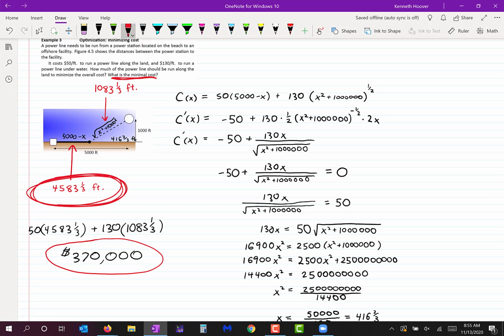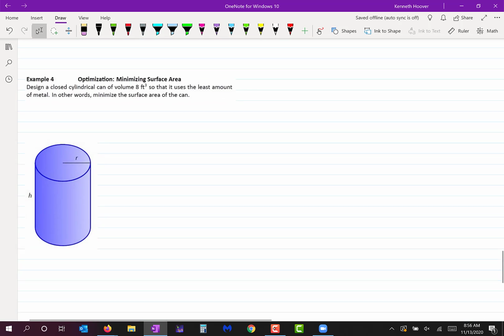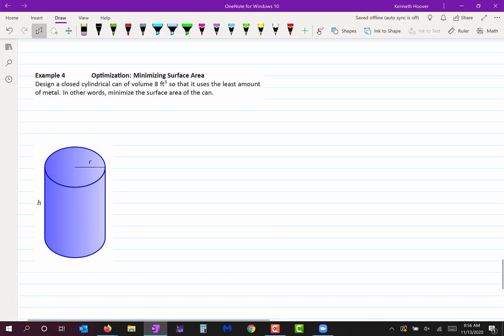Okay, we're going to do one more problem together, and then we'll stop. This one's a much shorter question. Let's see if it'll be shorter to answer. It says, design a closed cylindrical can of volume 8 feet cubed, so that's 8 cubic feet, so that it uses the least amount of material. In other words, minimize the surface area of the can.